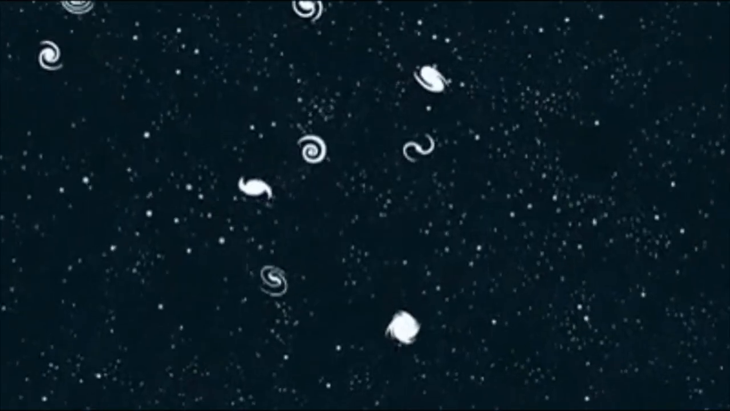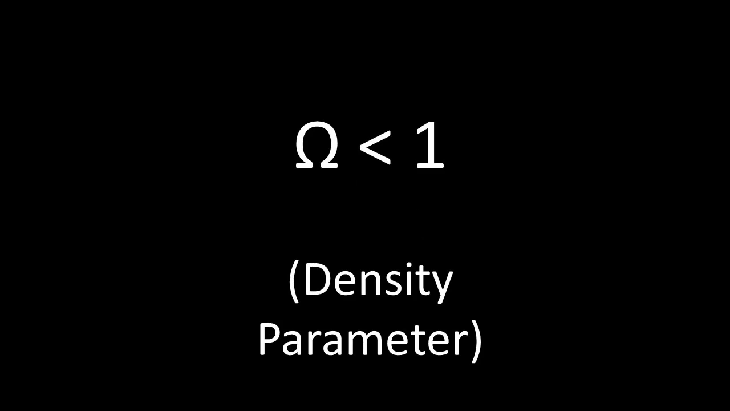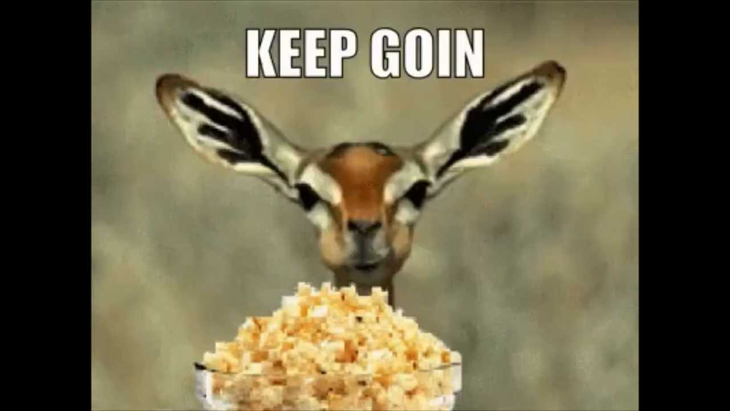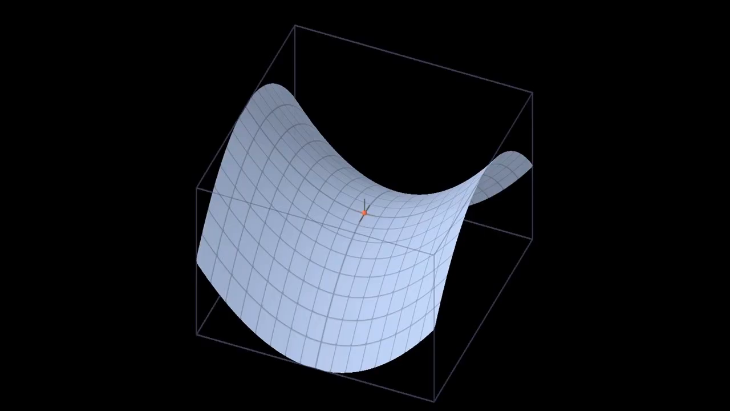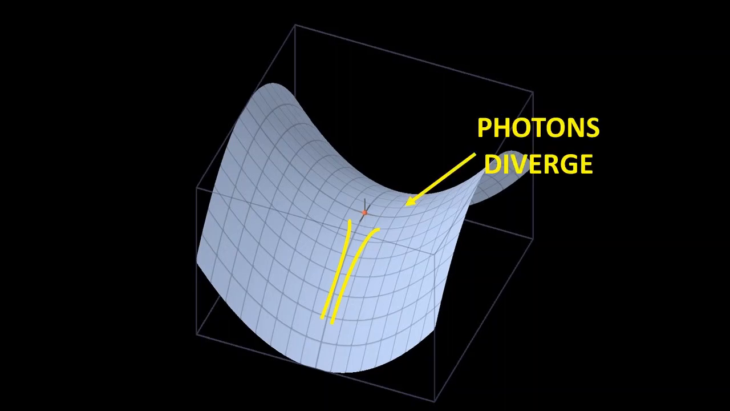Firstly, let's consider an expanding universe. The density of an expanding universe is less than the critical density, giving a density parameter of less than 1. This means that gravity will not stop the expansion, as there is not enough mass for gravity to have a significant effect. This gives the expanding universe an open geometry, so if 2 photons were fired parallel from one another, you would eventually see them diverge.